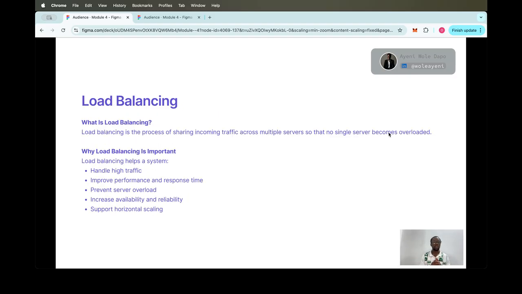Thirdly, in this section, we'll be looking at load balancing. What does load balancing mean? We had mentioned load balancing around when we were looking at API gateway, but let's literally look at it in detail. Load balancing is the process of sharing incoming traffic across multiple servers so that no single server becomes overloaded. Why is load balancing even important? You guessed it. It helps you ensure your system is reliable and it can perform.